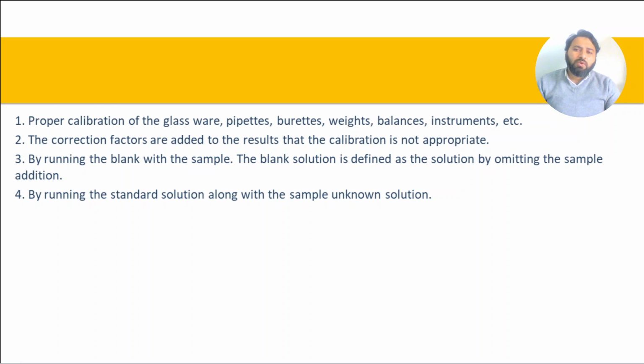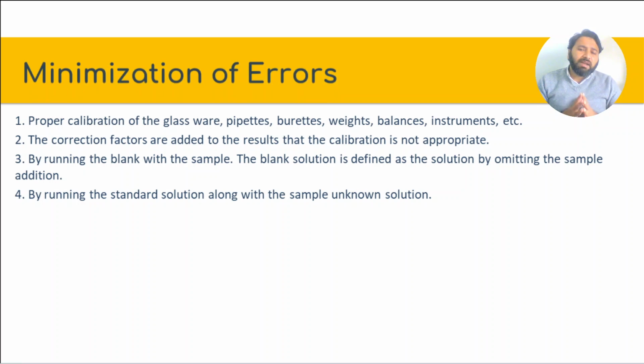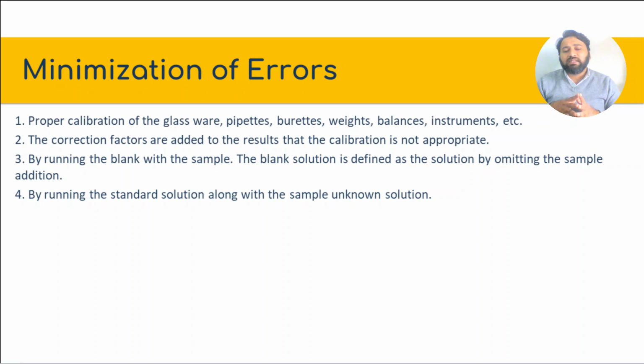Now, what are the methods used to minimize these errors? The first method is proper calibration. Proper calibration of the glassware. The glassware must be of a good company: Borosil, pipette, burette, weights, balances, instruments. They all must be calibrated. There are methods and procedures to calibrate the instrument, to calibrate the glassware, etc.